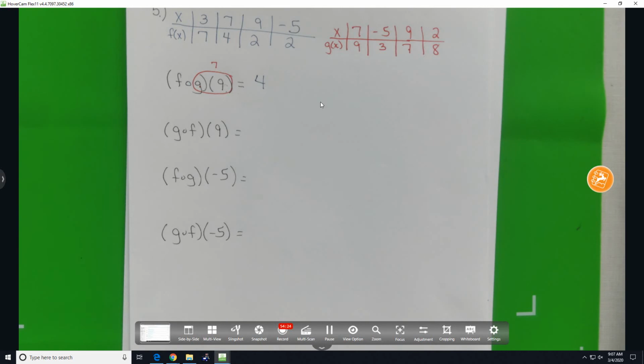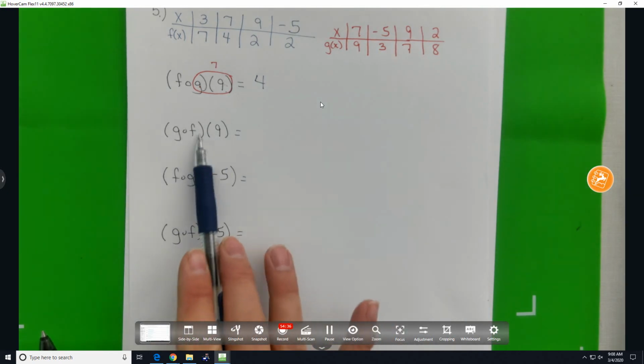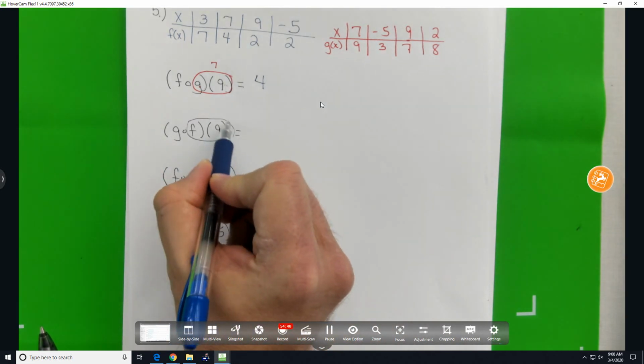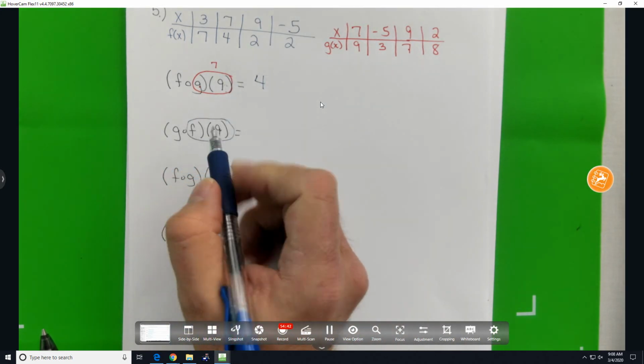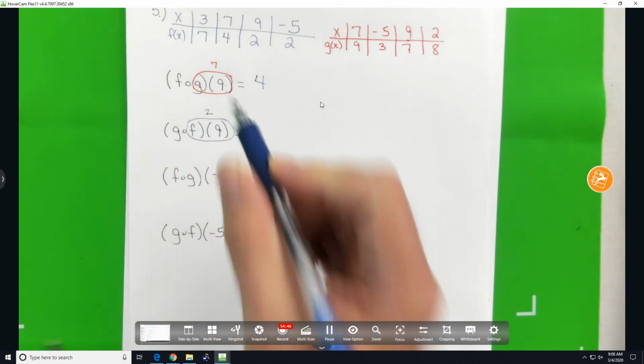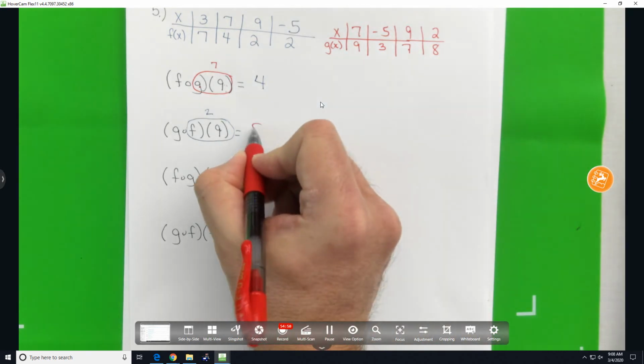G of F of x. Which table do you use on this one? G composed with F. Which one do you use first? The F table or the G table? No. What do you use first? Sorry, F. The F table. Okay. This one. F of 9 is 2. Now look at G of 2, and what are we going to get? 8. That's right.